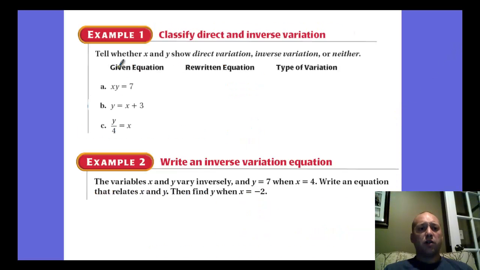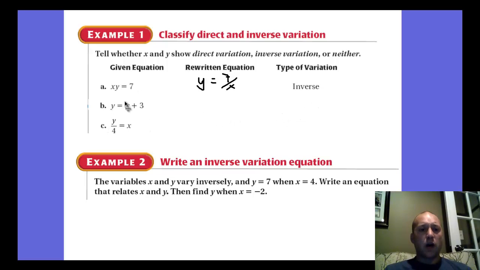So, a few examples here. Let's tell whether x and y show direct variation, inverse variation, or neither. When you're given an equation, sometimes you manipulate it so y is by itself, so we can divide both sides by x here. The rewritten equation could be y equals 7 divided by x. Then I can see the kind of variation it is, and so this would be an inverse variation.